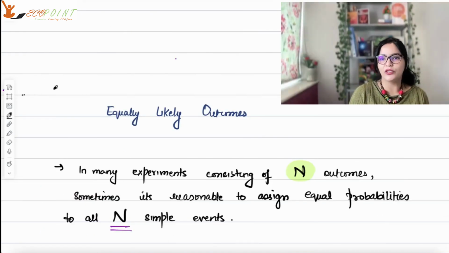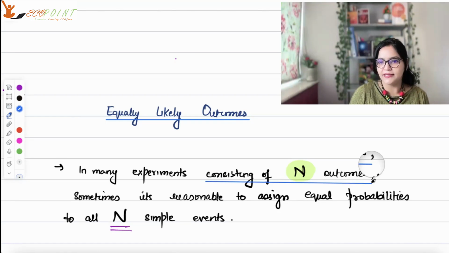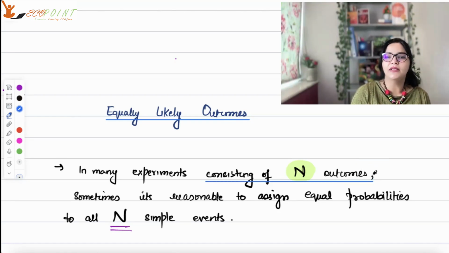And with the basic knowledge of set theory, we are able to calculate probability. Probability in terms of equally likely outcomes, probability in terms of when it's not equally likely outcomes. So here, if we take equally likely outcomes, first of all, what do you mean by equally likely outcomes? In many experiments, you consist of capital N, say, outcomes. So sometimes it's reasonable to assign equal probabilities to all n simple events.